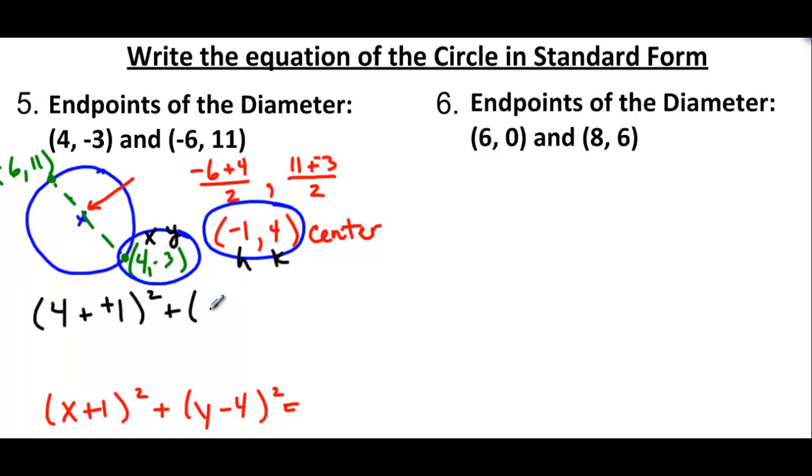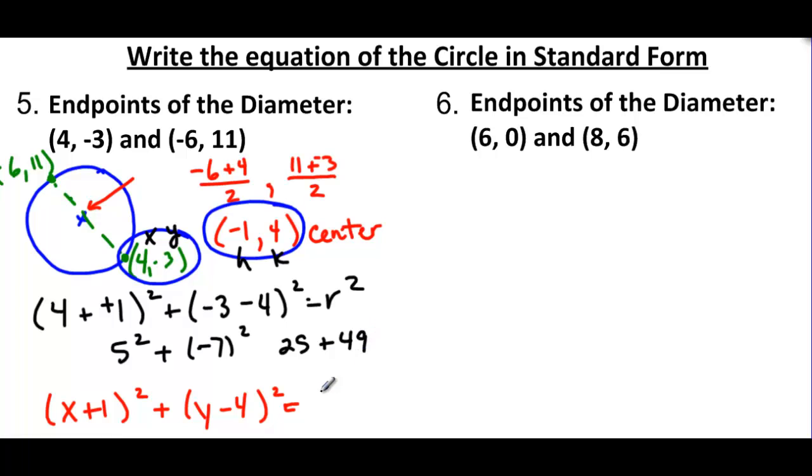So let's draw that again. Which is (-3 minus 4) squared equals r squared. So this is 5 squared, or 25, plus (-7) squared, which is 49. So 25 plus 49 is 74, and that's my r squared. And there's my final answer. We just need that one extra step of finding the center by using the midpoint formula, and then we can use our strategy of using the center h, k and a point x, y.